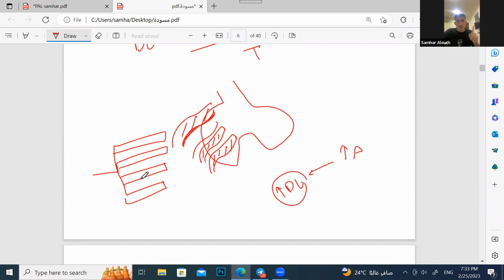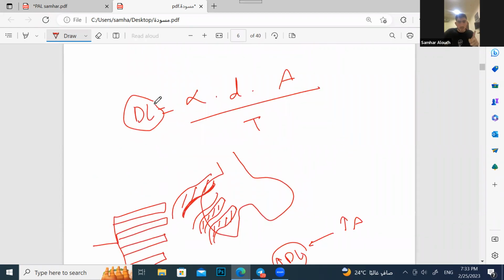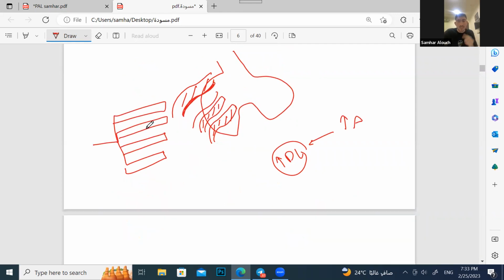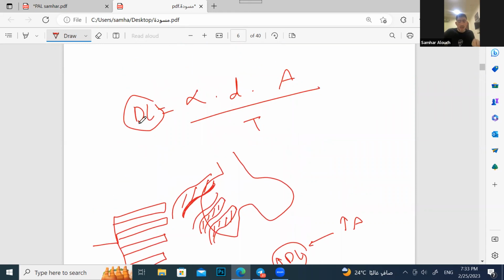Okay? And now, this is the first thing that affects the diffusing capacity: exercise. How does it affect it? It increases the diffusing capacity. So now, if he asked you which of the following increases the diffusing capacity, you choose exercise because it will cause recruitment, it will increase the surface area, and it will increase DL.